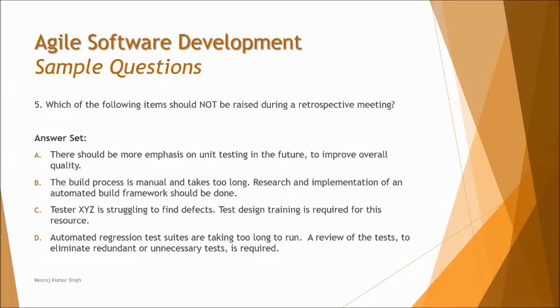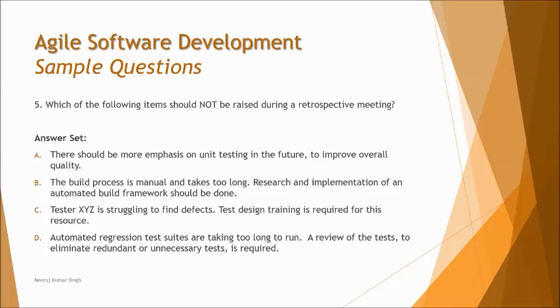So starting with A, there should be more emphasis on unit testing in the future to improve overall quality. Yes, that could be one thing which can be added in the retrospective from the contribution, in terms of understanding what should be done more compared to anything else depending on the iteration outcomes.